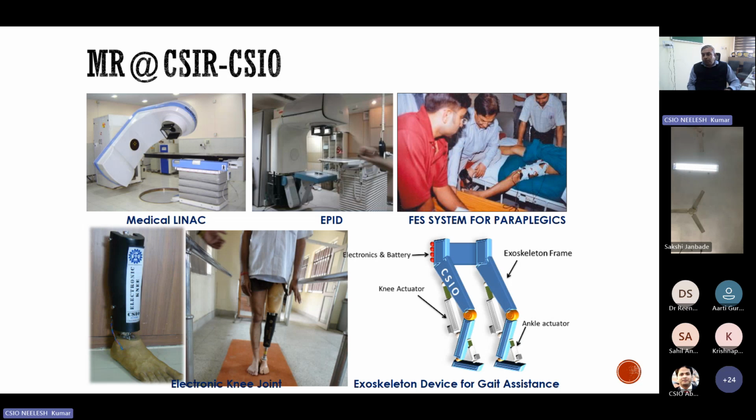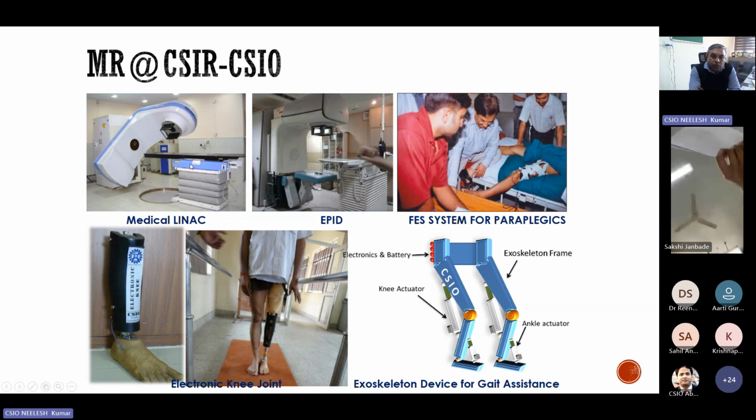So these are a few examples. One example is this linear accelerator machine. CSIO has developed this machine in collaboration with PGI-MER as a hospital partner and the Society for Microwave Research, in Mumbai. We have worked on this machine, which is basically required for the treatment of cancer patients. It gives radiotherapy to these patients, and there are different energies associated. Earlier we worked on 4 MeV, and later on we switched to 6 MeV machines. So nowadays 6 MeV machines are being developed.